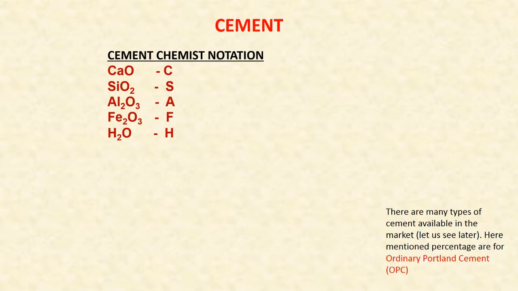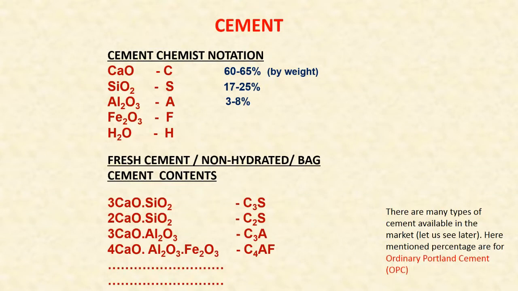Some cement chemistry notation: calcium oxide is C, not carbon; silica is S; alumina is A; iron oxide is F; H2O water is H, not hydrogen. These are the components that exist in fresh cement: tricalcium silicate, dicalcium silicate, tricalcium aluminate, tetracalcium aluminoferrite, and others also.